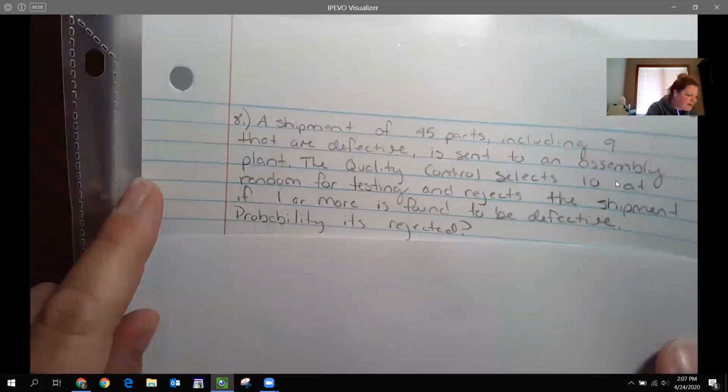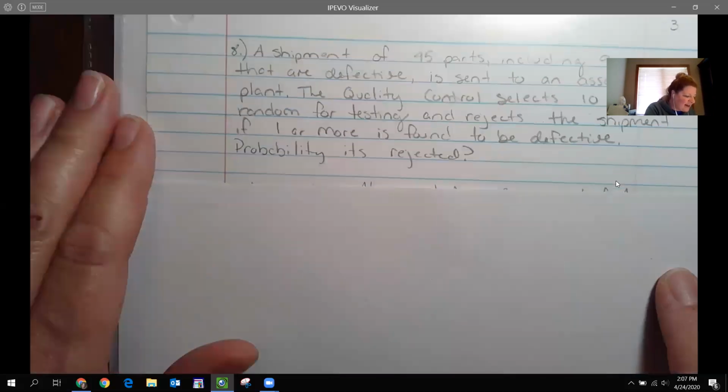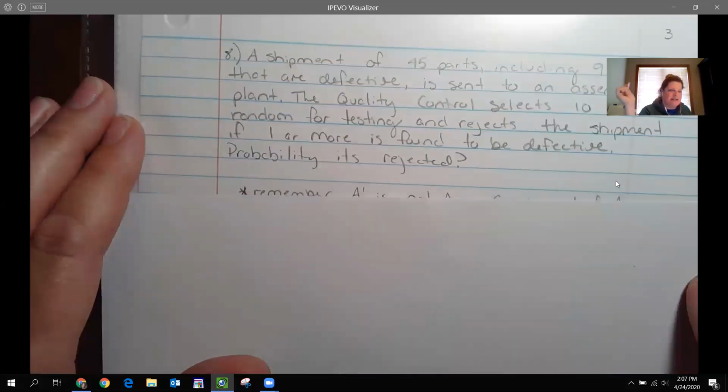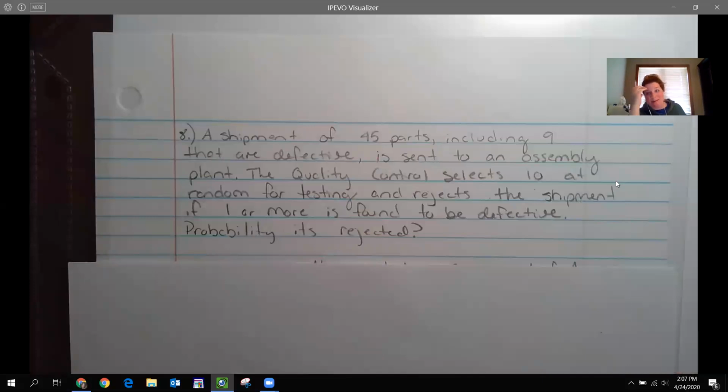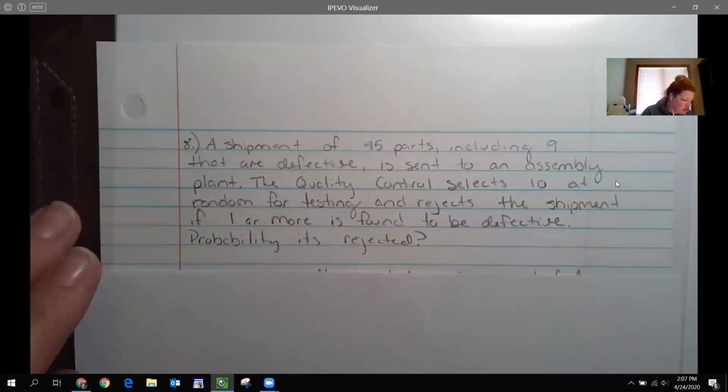Okay, odds I still got to do. A shipment for 6, 7. Okay, a shipment of 45 parts, including 9 that are defective, is sent to an assembly plant. Oh, we're bringing in some business. You really do use probability in business. The quality control selects 10 at random for testing and rejects the shipment if 1 or more is found to be defective. What is the probability it's rejected?